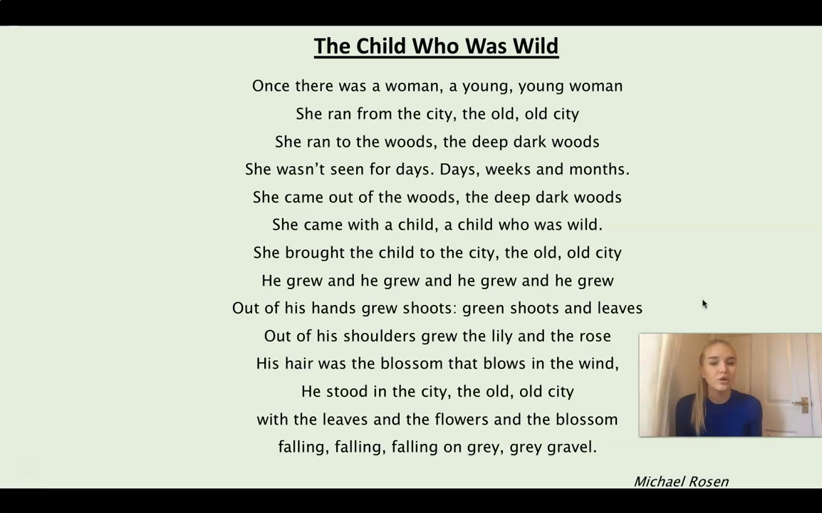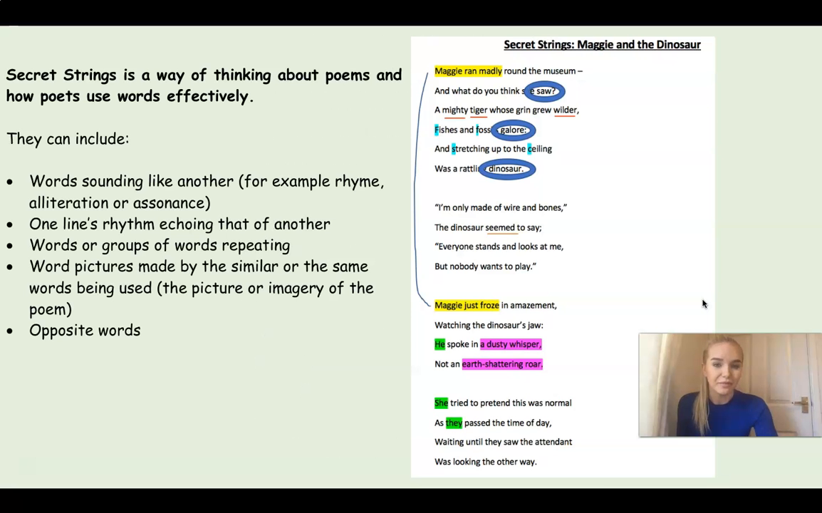And this child grew. It was a boy. He grew, and out of his hands grew shoots, like a plant, and leaves. And out of his shoulders grew a lily and a rose. And then he stood in the city, and we don't know what he did next. I know you might have lots of questions, but keep them in your head for now, because you're going to be able to write them down in a moment.